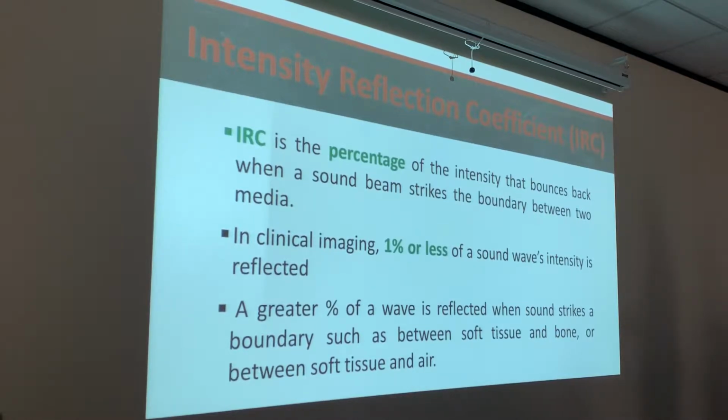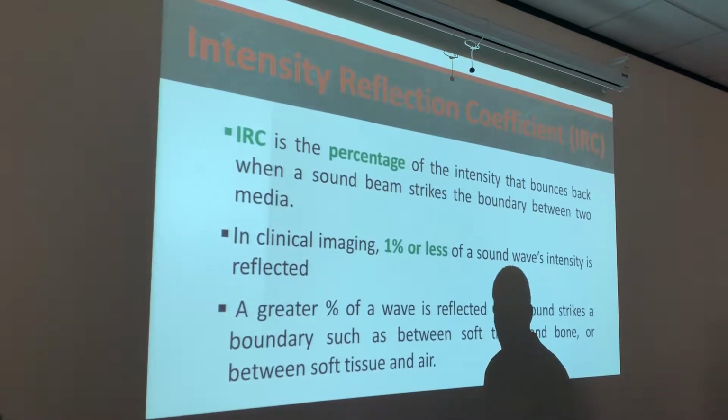You're going to get a lot of scattering, right? A lot of scattering there. Think about the lungs. You get a lot of scattering with the lungs. Soft tissue, it travels well through soft tissue. So the greater the impedance, the greater the reflection is going to come back.